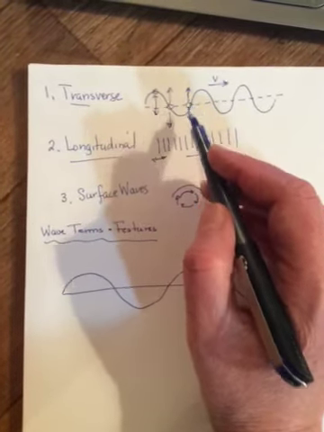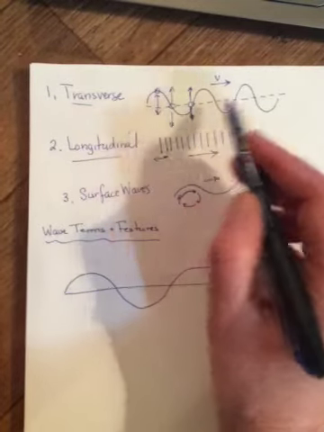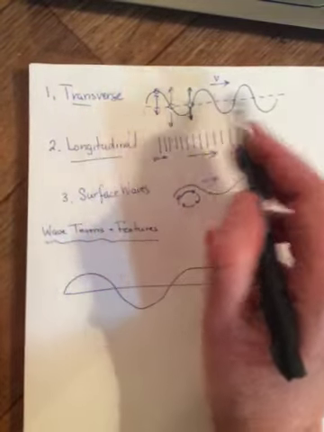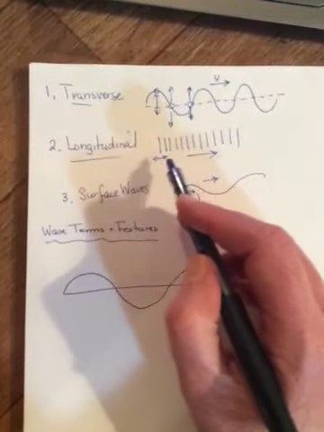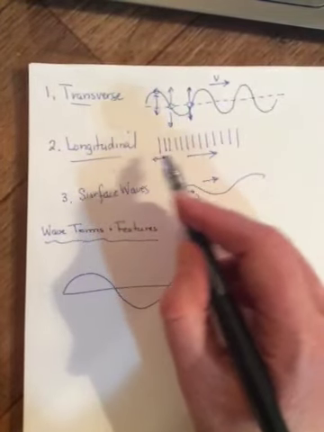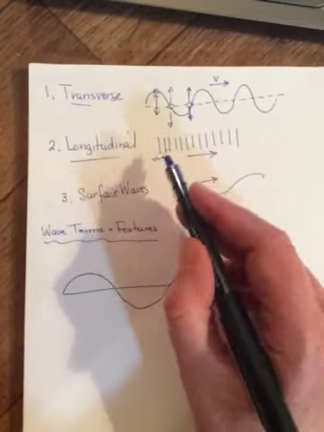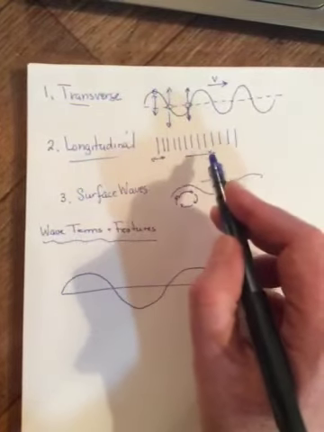at a sports game. Right? You stand up, sit down, but the wave travels around the stadium. You don't get up and run around with it. Longitudinal, the particles are vibrating back and forth in parallel to the direction the wave is moving.